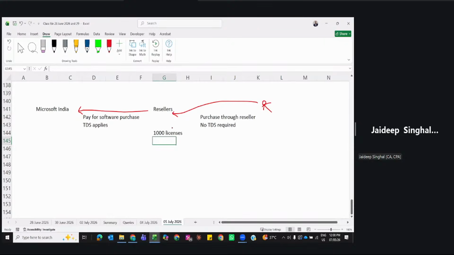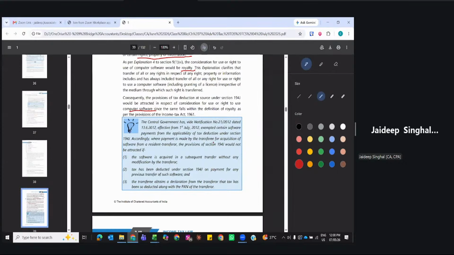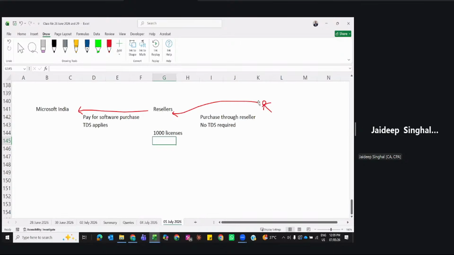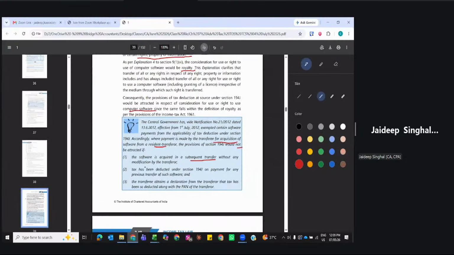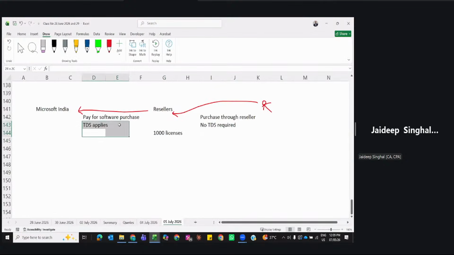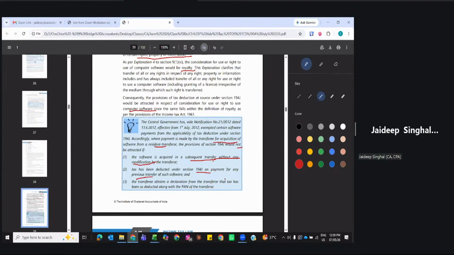Accordingly, where a payment is made by the transferee for acquisition of software from a resident transferor, the provision would not be attracted if the software is acquired in a subsequent transfer. So it is a subsequent transfer, first to the reseller, then to this person, without any modification, which is important. And the TDS has been deducted under 194J for the previous transfer. Here 194J was applied, so here 194J will not apply. The transferee obtains a declaration from the transferor that the tax has been deducted, along with the PAN of the transferor.